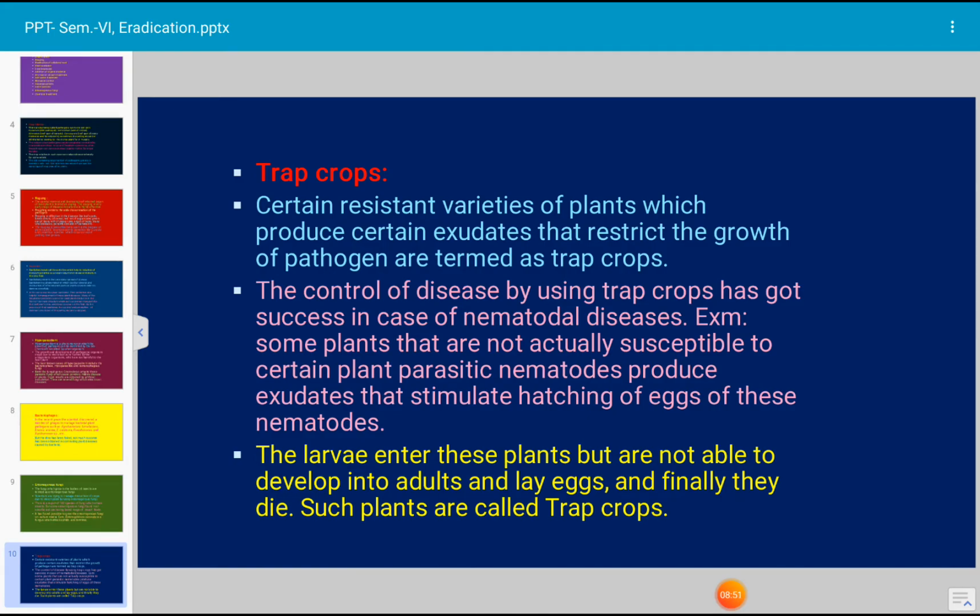For example, some plants that are not actually susceptible to certain plant parasitic nematodes produce exudates that stimulate hatching of the eggs of those nematodes. The larvae enter these plants but are not able to develop into adults and lay eggs, and finally they die. Such plants are called trap crops. This is all about the eradication.